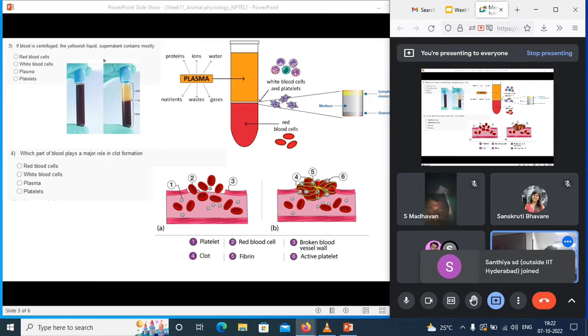Okay. So the next question is, which part of blood plays a major role in clot formation? Now, in clot formation there are several factors, clotting factors, along with proteins, along with blood cells, that is your platelets. So question 4 is platelets, somebody is saying, right? Yes, it's platelets, along with proteins like fibrinogen. There is a series of proteins, and I expect all of you to remember them, because it is important at the bachelor's or master's level.